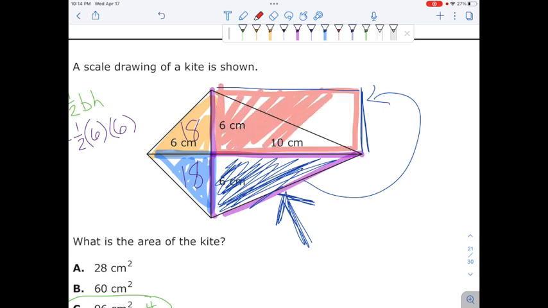It's 6 tall and it's 10 across. So the area equals 6 times 10, which is 60.